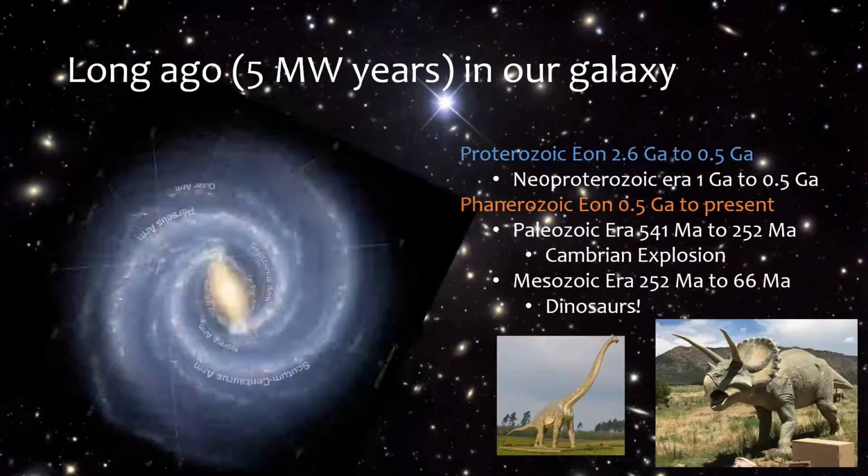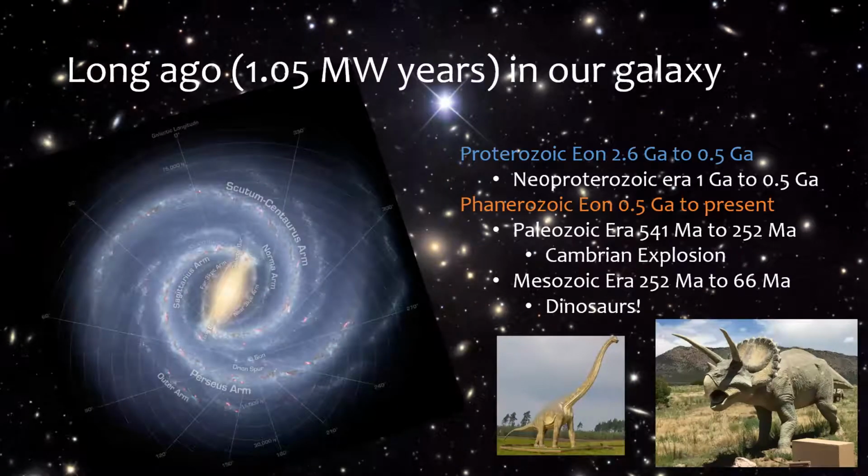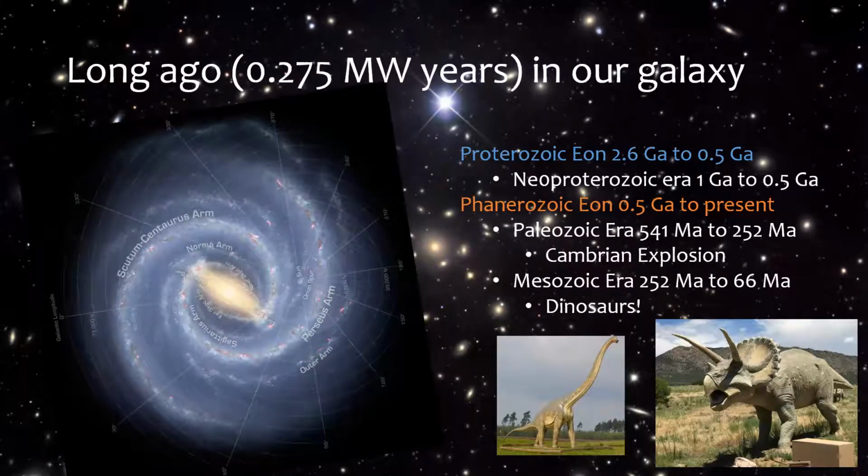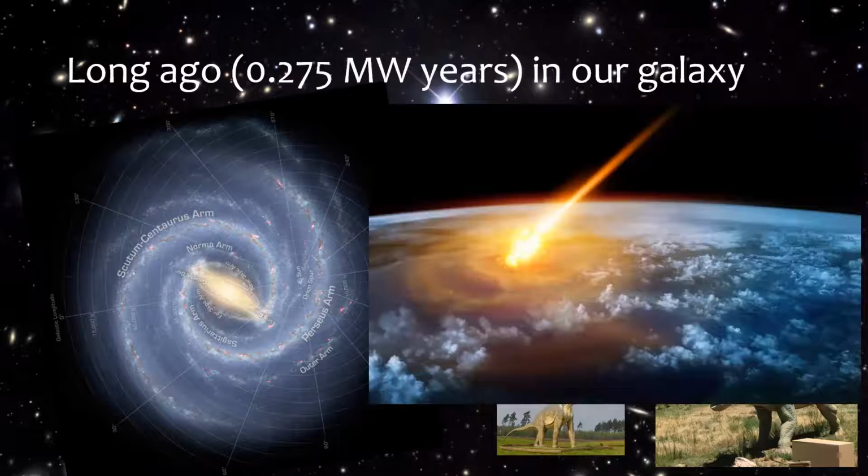Dinosaurs lived during the Mesozoic era, which starts around here 252 million years ago and goes until about here 66 million years ago. Who knows how long they may have gone had it not been for a cataclysmic event, which is the KT extinction, brought about by an asteroid hitting the Earth.